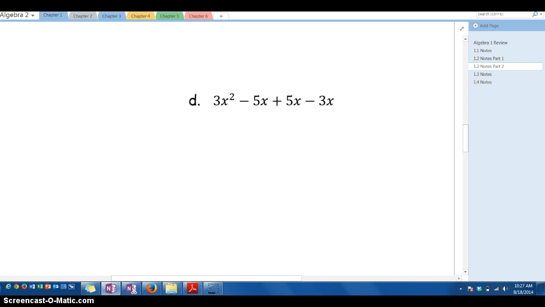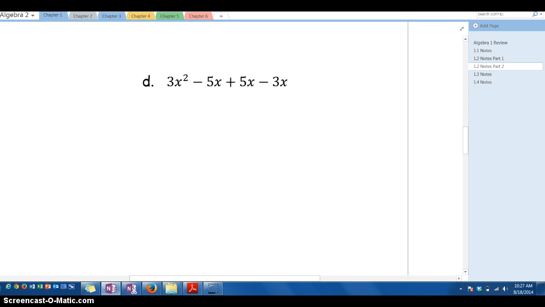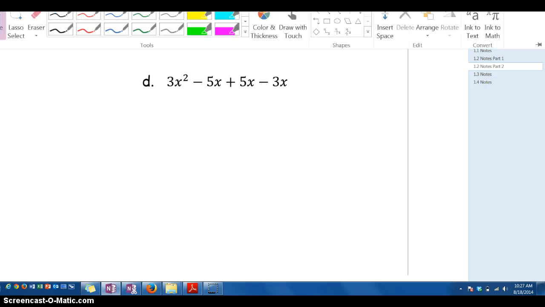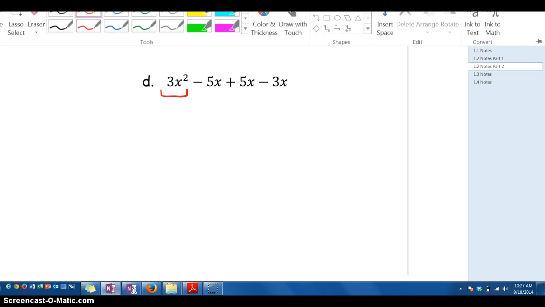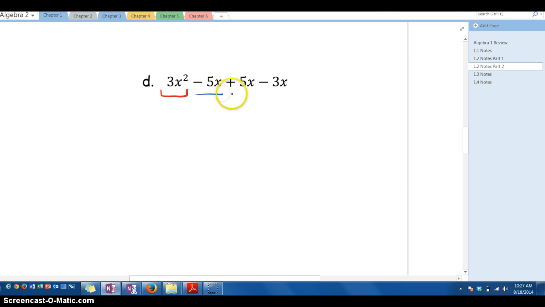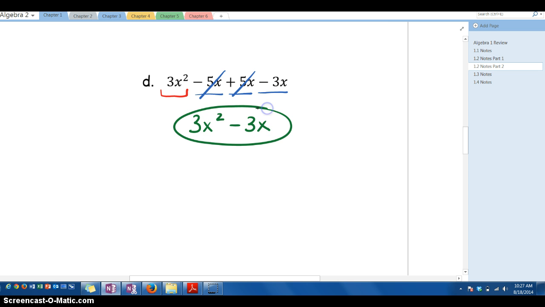All right, let's look at this one. D. We have 3x squared minus 5x plus 5x minus 3x. So here is x squared. It's just all by itself. But then we have negative 5x, positive 5x, negative 3x. A lot of you are already going, well, negative 5 and positive 5 is 0, so you can cancel that out. And you can't combine 3x squared with an x, so a negative 3x. So we can't combine them. Well, if we can't combine them, we just write them right next to each other and call it a day. So that's our final answer.